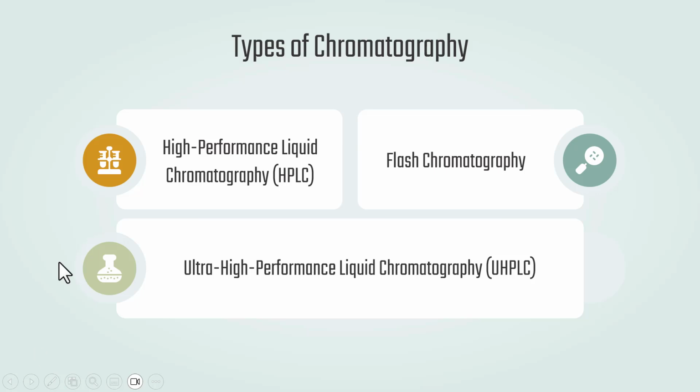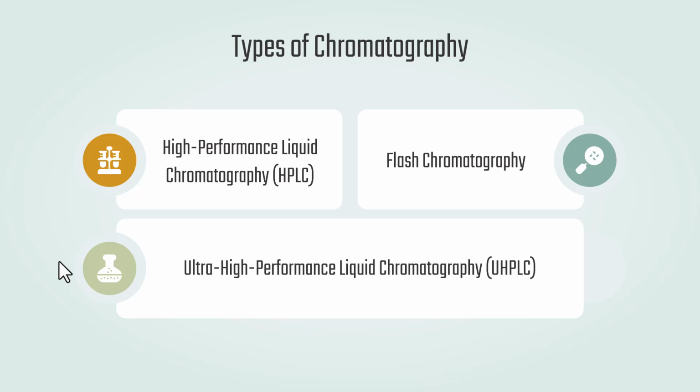Here are the types of chromatography. There are three types of chromatography. High performance liquid chromatography. This method uses high pressure to push the mobile phase through the column for faster and more efficient separation. It's like increasing the flow rate of our stream to separate the dyes more quickly.